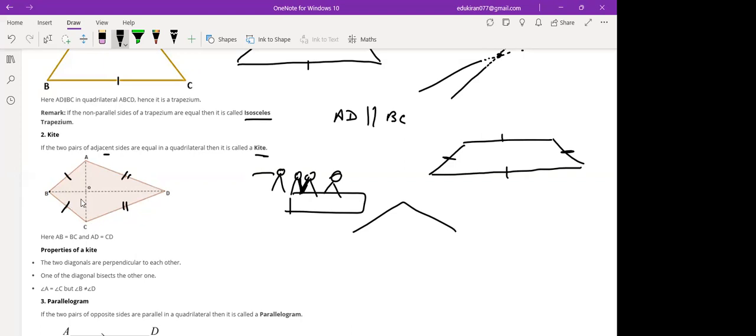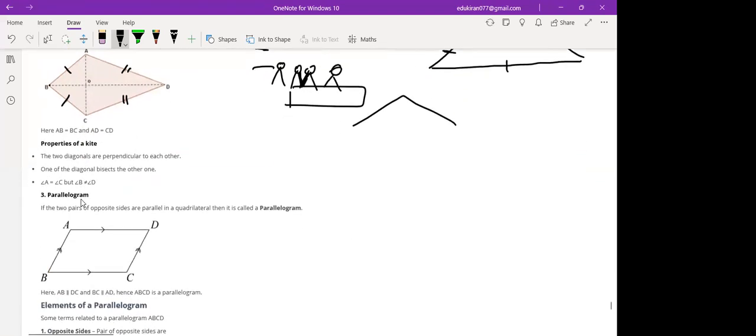Fine? Yes, ma'am. Okay. Now, over here, in the kite, the two diagonals are perpendicular to each other. Diagonals, I already told you, these are the diagonals, joining the vertices, right? So they are perpendicular, that means 90 degrees. Okay. One diagonal bisects the other.